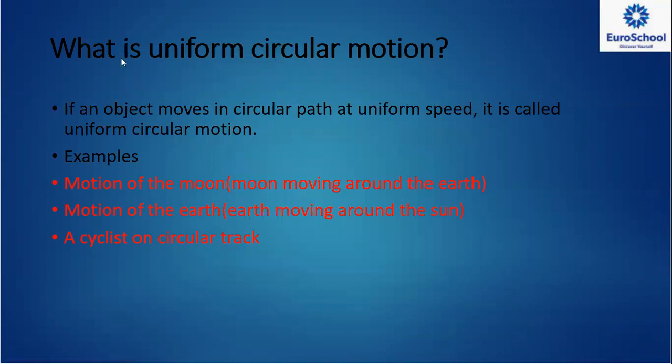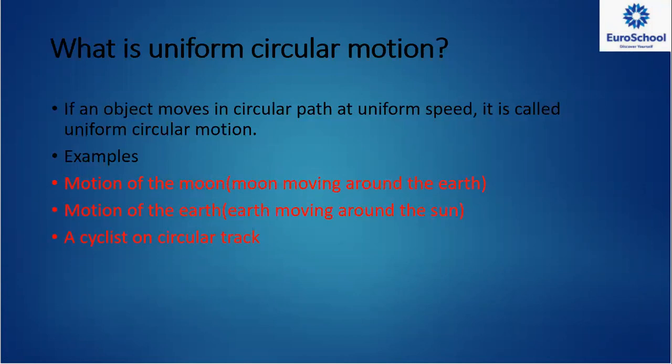So now we are going to study what is uniform circular motion. If an object moves in a circular path at uniform speed. So he's moving in a circular path, that too at uniform speed. What is uniform speed? When an object covers equal distances in equal intervals of time, then you say it has uniform speed. So if an object moves in a circular path at uniform speed, it is called uniform circular motion. It has to move in a circular path and it has to move with uniform speed. Then only you call it uniform circular motion.